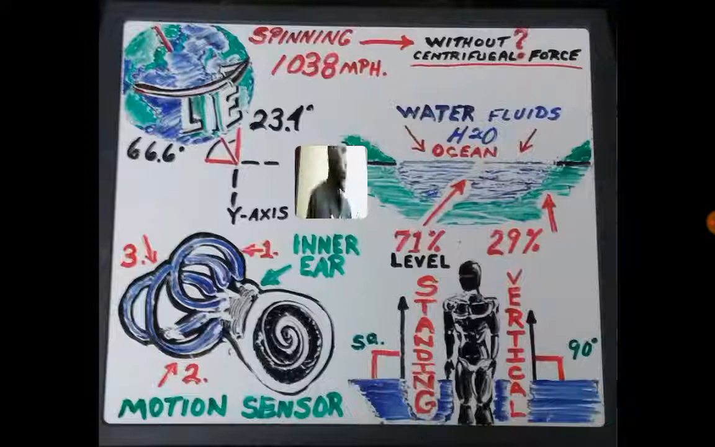When your head turns this way, that fluid sloshes around in that tube. Your head motion, tube motion. This way, head motion, tube motion. Forward, head motion, tube motion. Fluid sloshes around in these tubes that you see down here on the left.